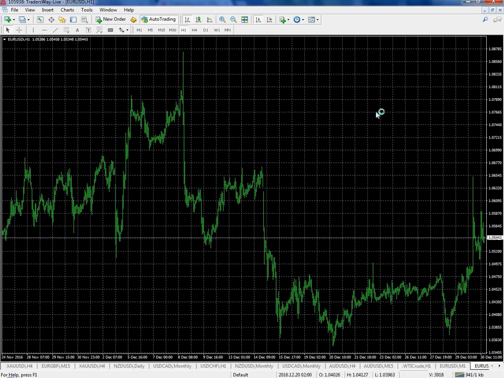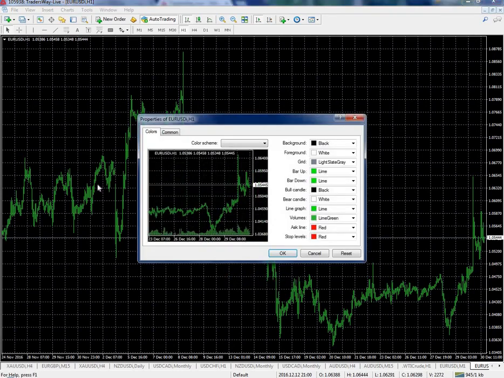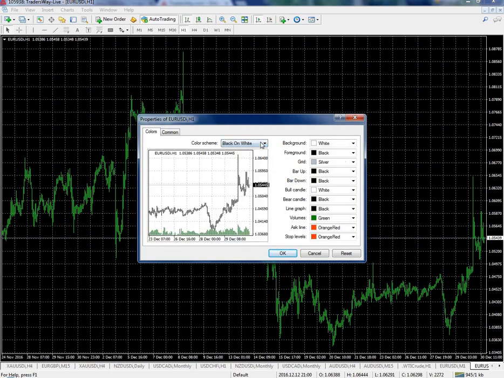The second thing you're going to do after you log in is change this whole layout. You're going to right click on this chart, and go to properties. Once you're at properties, you should see something that says colors. This is pretty much the layout that I use, and I'm going to show you exactly what it is right now. You want to change the color scheme to black on white.